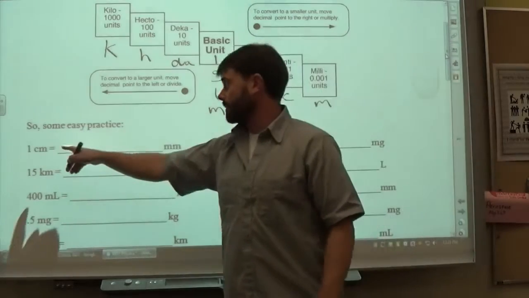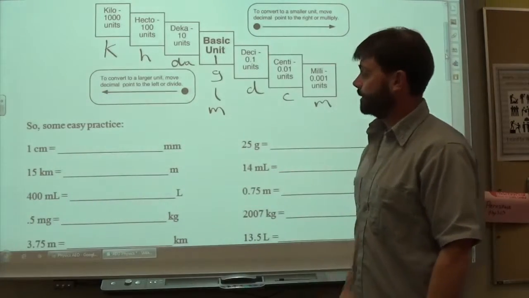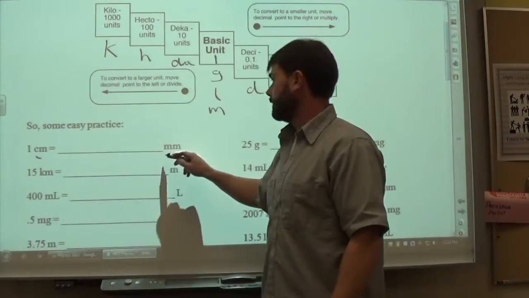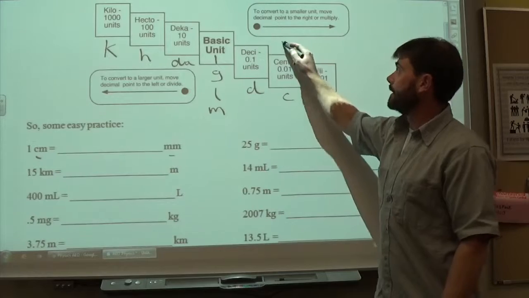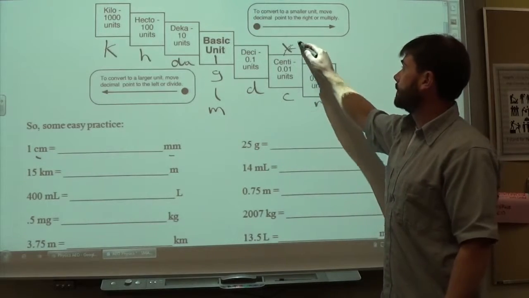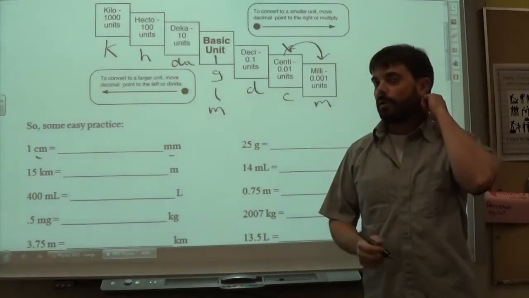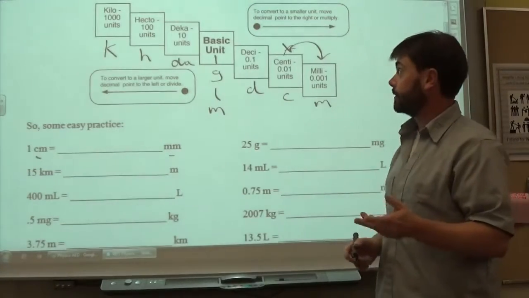First practice problem is showing we're converting from 1 centimeter to 1 millimeter. So the trick is you look at where you start and where you're going to finish. In this situation, I'm starting at centi and I'm going to milli. And using the staircase method, it's simply going to show you what direction to move the decimal place.